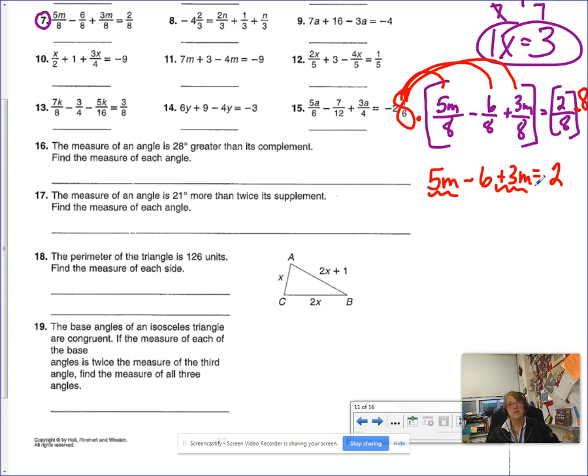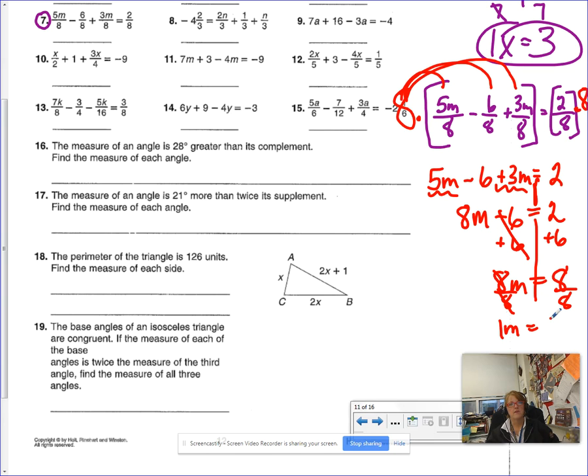5m and 3m, because they're on the same side of my equation, let's clean that up. That combines to 8m. Now we can go to town. Add 6 to each side. 8m equals 8. Divide by 8. 8 is really great. 1m equals 1. Oh my word. M equals 1.